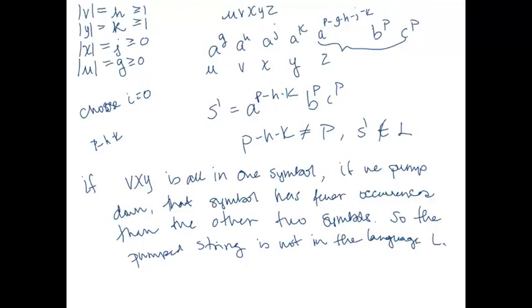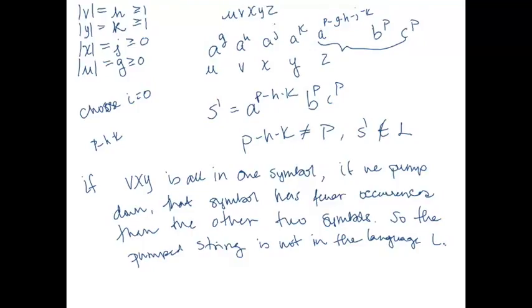So what I did was I broke it down and showed you, okay, if y is not empty, and then if v is not empty, and then if y and v are both not empty. But we could have done this more generally and said, as long as one or the other is not empty, once we pump down, we're knocking out some a's. And so the number of a's is not going to equal the number of b's or the number of c's. Notice I've also generalized further and said, as long as this vxy chunk is all located in only one symbol, then the pumped string is not going to be in the language. And it doesn't matter which symbol. It could all be in the b's, it could all be in the c's, and we're going to have the same argument.